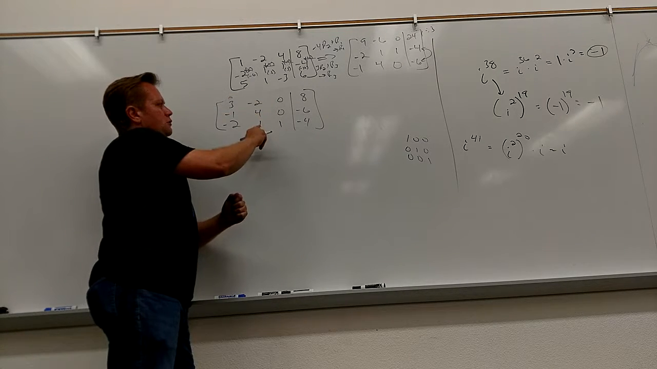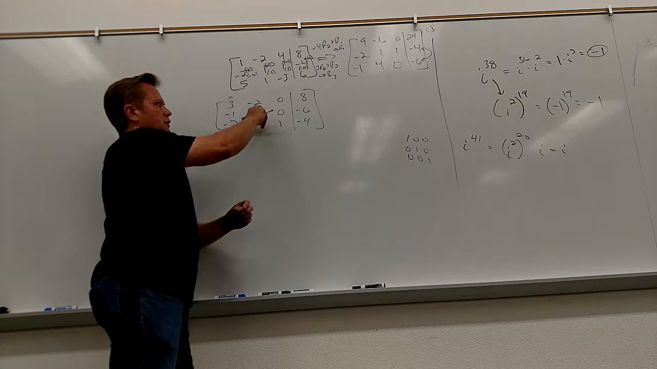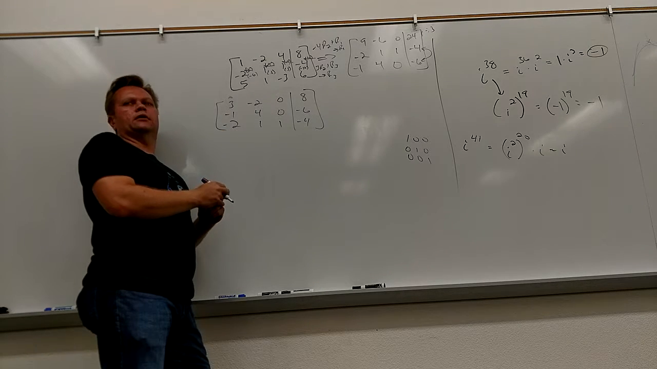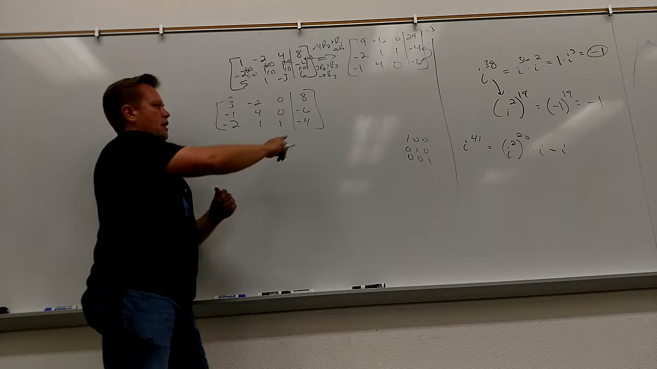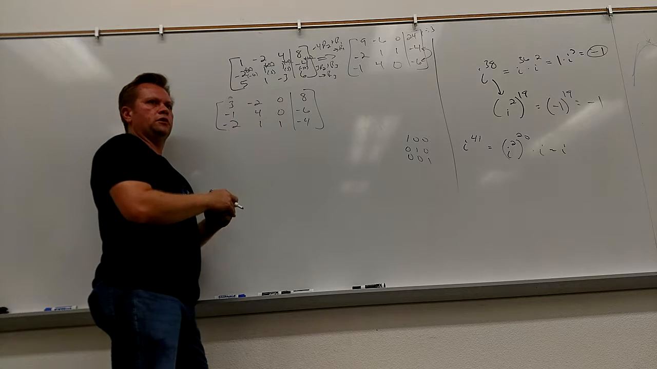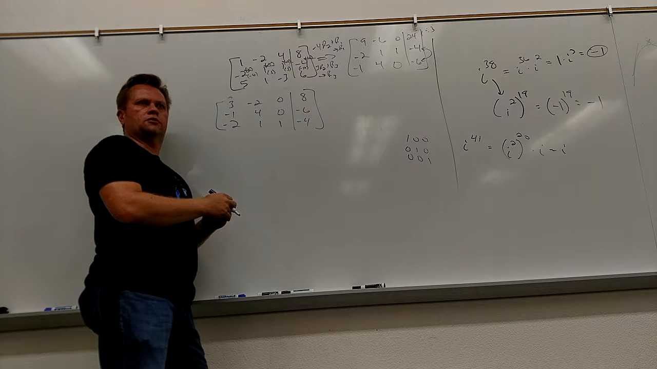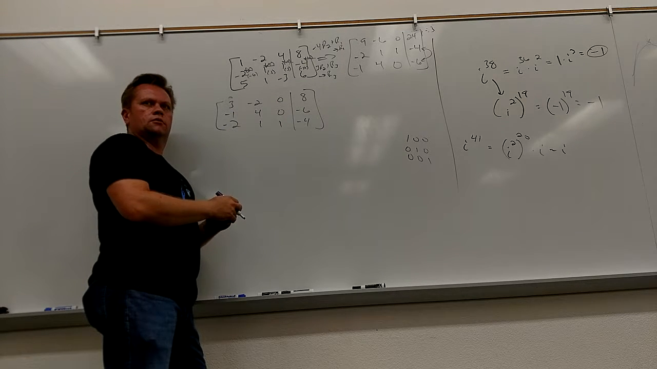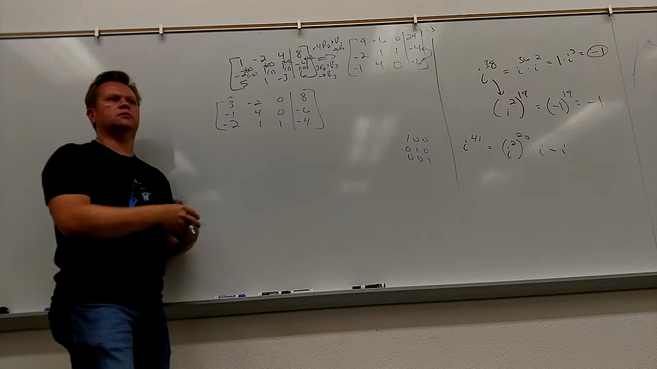Now, I can't use this to kill these. Do you guys see why? Because that 1 would then screw with this 0. I don't want to lose zeros. That's the key. Don't do something that's going to make you lose a 0.